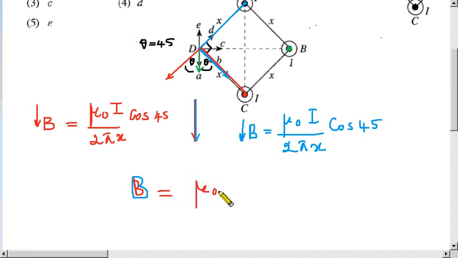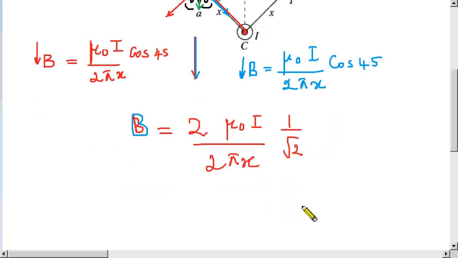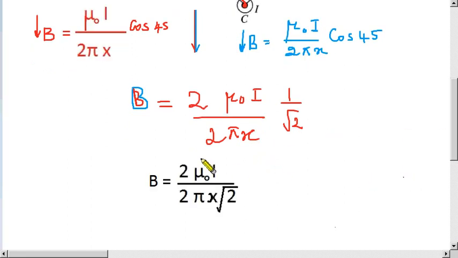Mu naught. We can multiply by 2, because all the variables and constants are equal. So 2 times mu naught I divided by 2 pi x. Cos theta is 1 over root 2. So now we can write the magnetic flux densities of the red one and blue one like this: 2 times mu naught I divided by 2 pi x root 2.